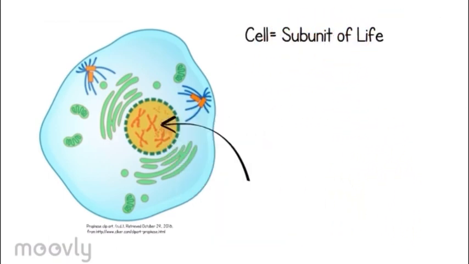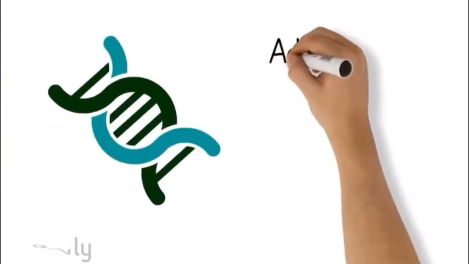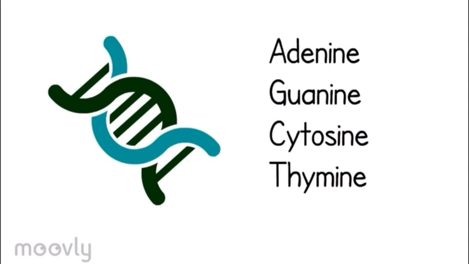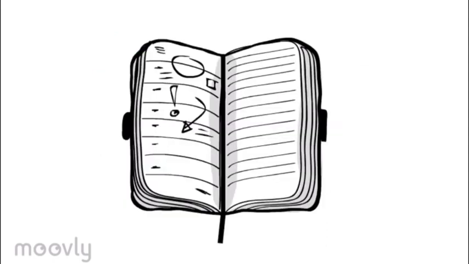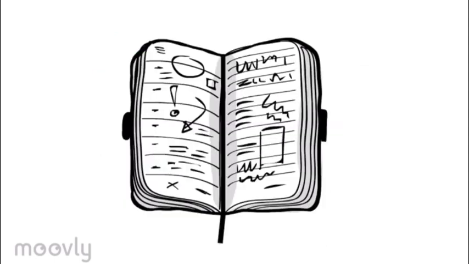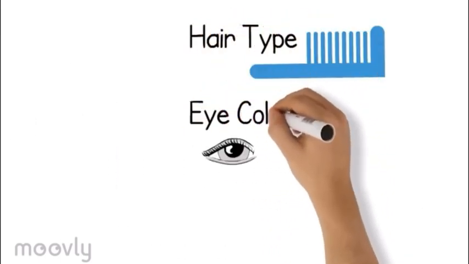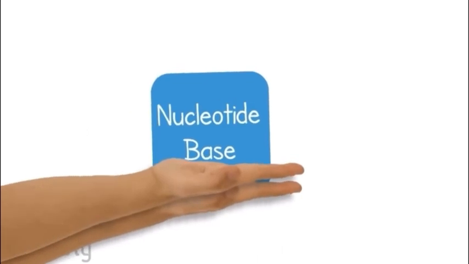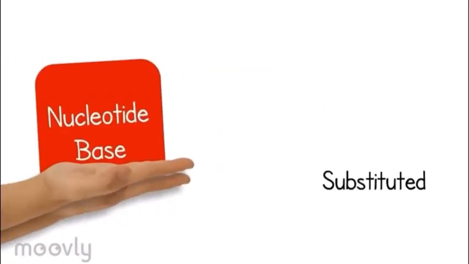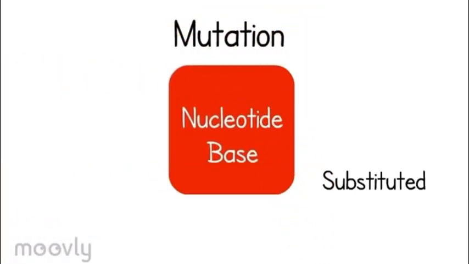Inside these cells are a set of instructions called DNA. DNA is made up of the bases adenine, guanine, cytosine, and thymine. You can think of these bases as instructions that code for genes in your body. For example, the DNA contains instructions for traits such as hair type, eye color, and height. When a nucleotide base is added, removed, or substituted, it is known as a mutation. These mutations can change the DNA code, which may affect the traits that are expressed in your body.